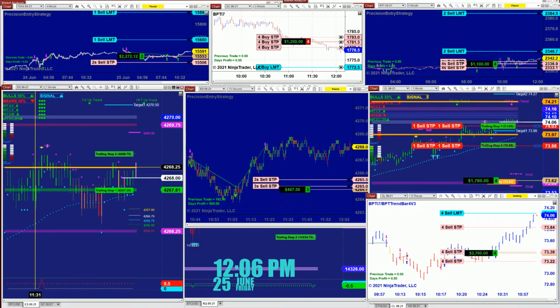The ES wanted to break that area here. The 4268.25 is a problem. We need to break it. We need to close above it.